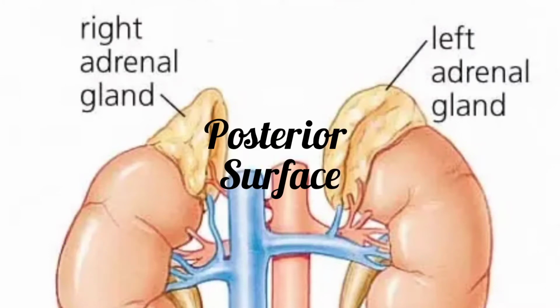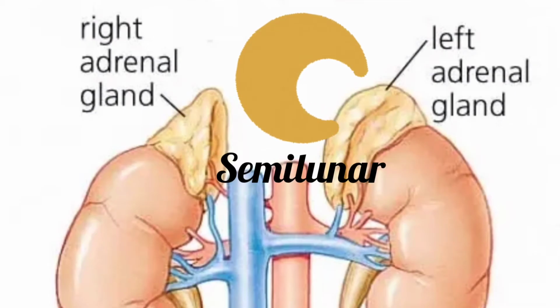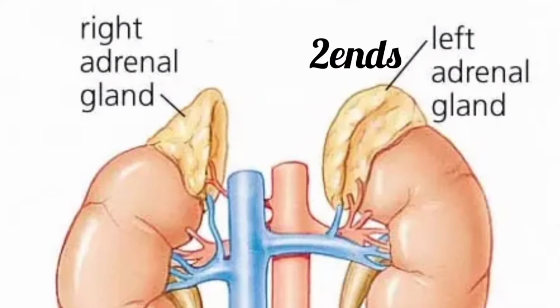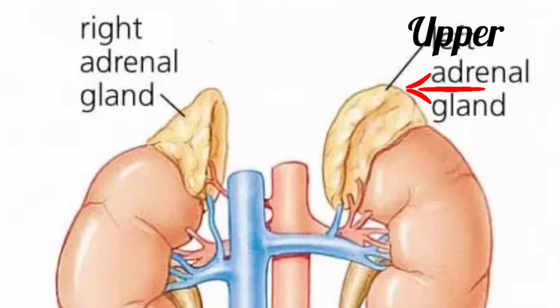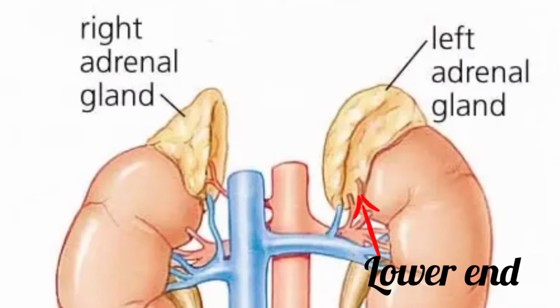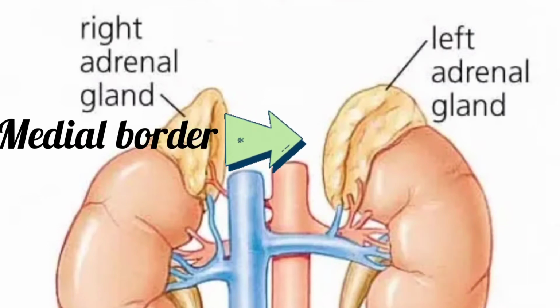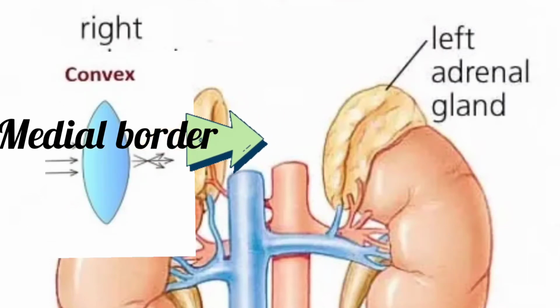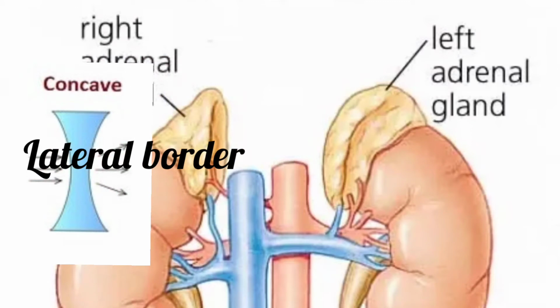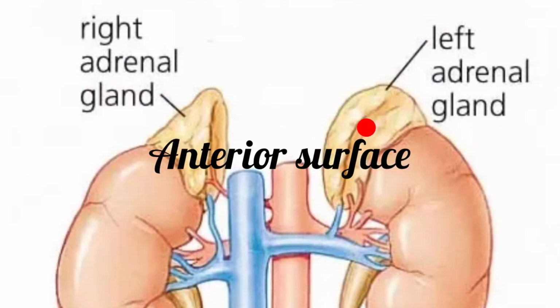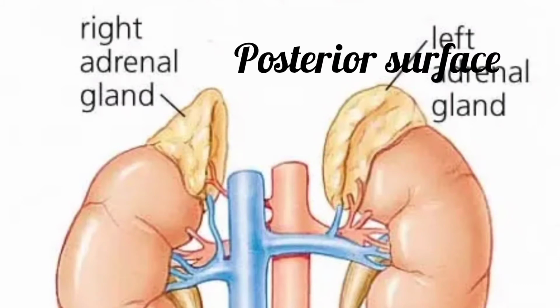Next is the left adrenal gland. It has a semilunar shape and it has two ends, that is the upper end and also the lower end. And it has two borders, that is the medial border and also the lateral border. Medial border is convex, whereas lateral border is concave. And the two surfaces are the anterior surface and also the posterior surface.